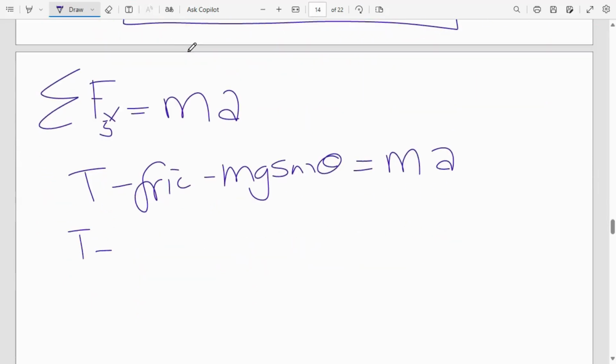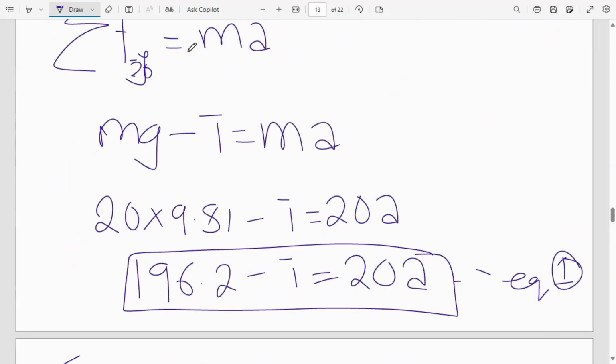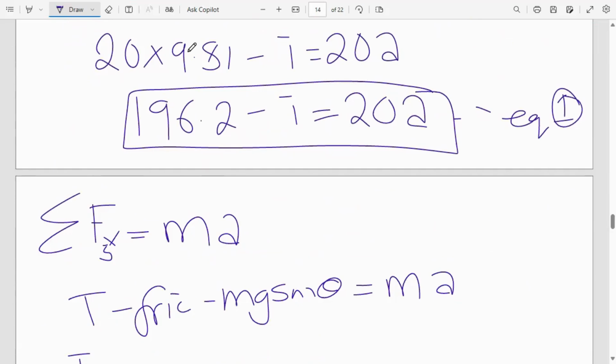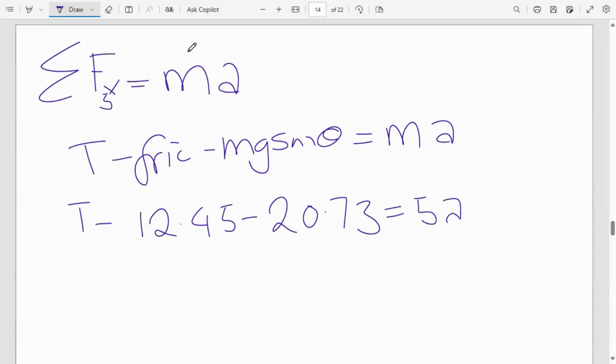Tension minus, what is the value of friction? Friction is equal to just 12.45 newtons, minus mg sine theta. So mg sine theta will be equal to 5 multiplied by 9.81 sine 25. This is 20.73. So T minus 12.45 minus 20.73 is equal to 5a, like that.